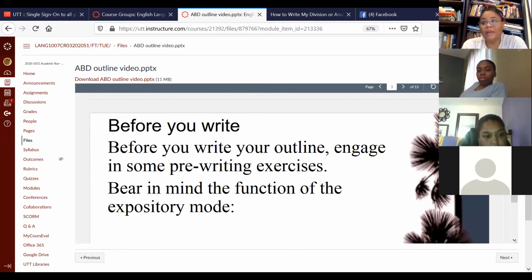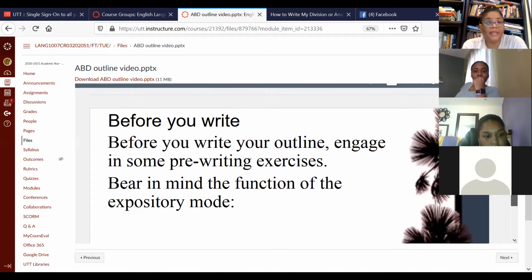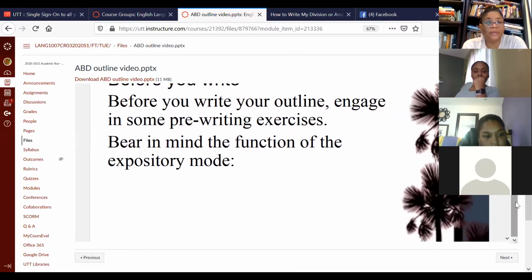So the idea before you write, as we just talked about, right? Before you start to write, do what we call pre-writing exercises. So there are 3 stages to writing any essay: pre-writing, drafting, and editing. They're all, I would say, equally important.